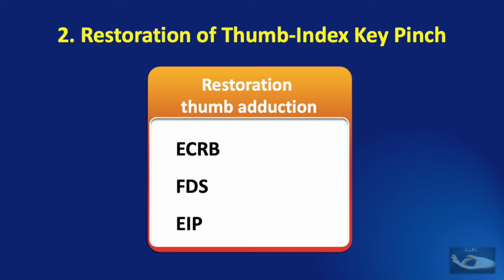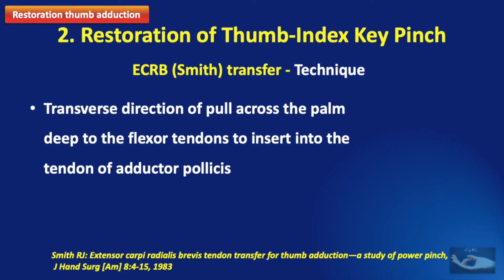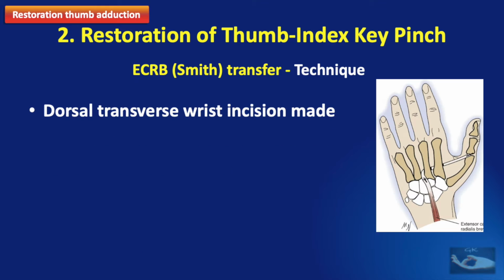Let us first consider the methods of restoring thumb adduction. The commonest method used is the extensor carpi radialis brevis transfer described by Smith in 1983, where a transverse direction of pull across the palm deep to the flexor tendons to insert into the tendon of the adductor pollicis is used. A small dorsal transverse wrist incision is made.